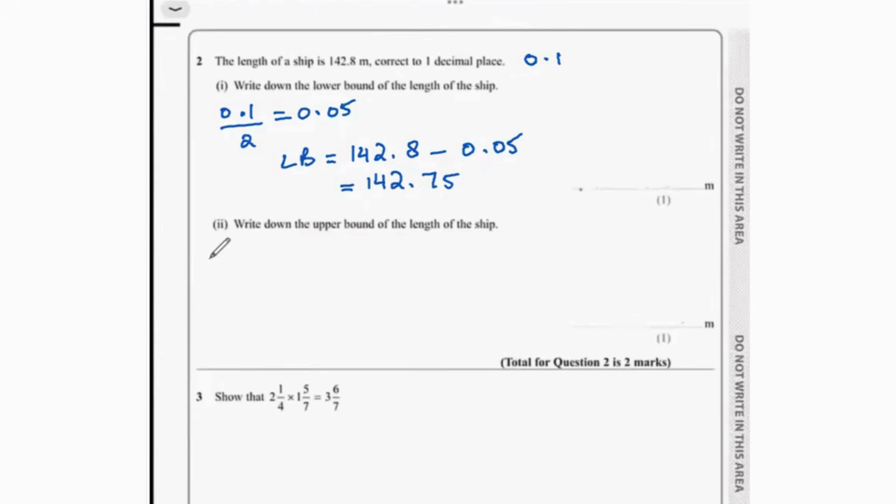For the upper bound, we would now add 0.05 to 142.8. So 142.8 plus 0.05 is going to be 142.85. That is your upper bound. Remember, whatever it's correct to, you divide that by 2. If it's correct to a specific decimal place, then whatever the place value of the decimal place is, you divide that by 2. One decimal place is 0.1. Two decimal places is 0.01. Three decimal places is 0.001. So you have to be very cautious about these things.